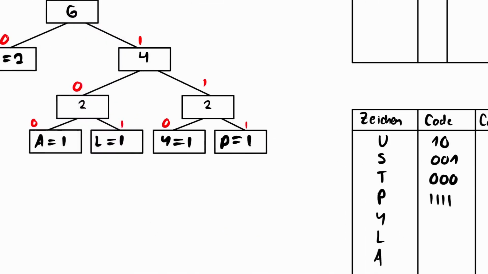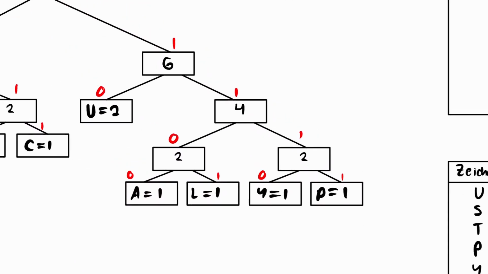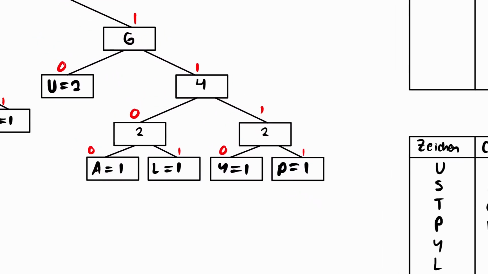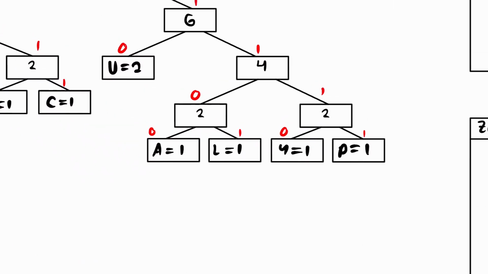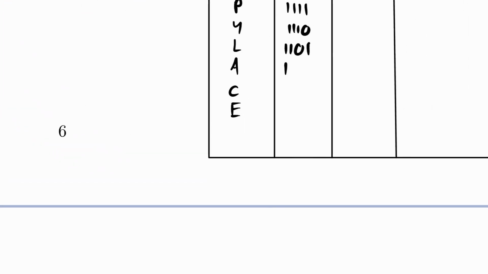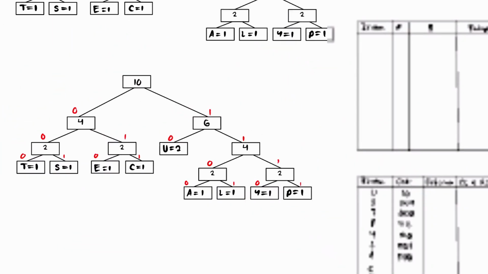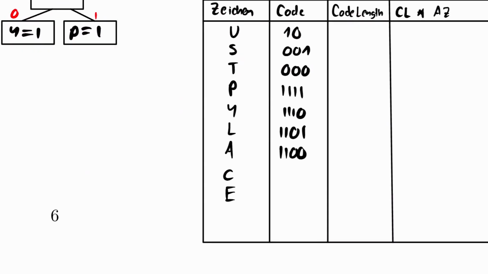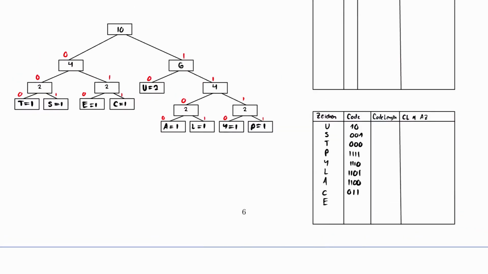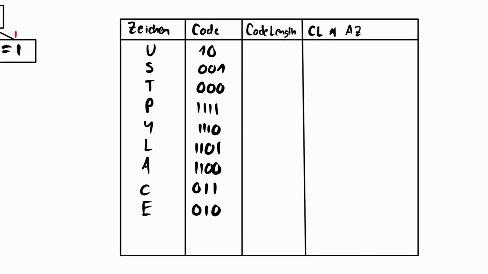Then Y is going to be 1 1 1 0. Then L is going to be 1 1 0 1. No, 1 0 1. Then A is going to be 1 1 0 0. And then C is going to be basically 0 1 1, I think. Yeah, C is 0 1 1. So let's do that, 0 1 1. And then E is 0 1 0. So now we can just write the code length.